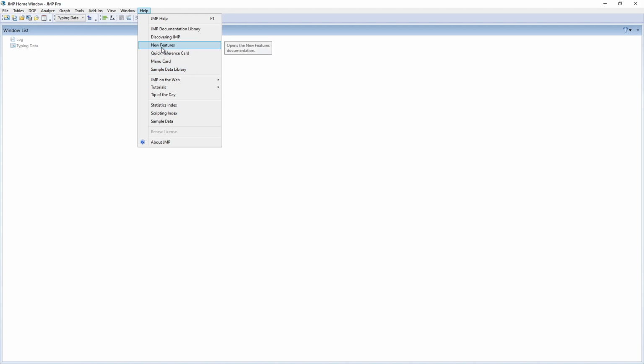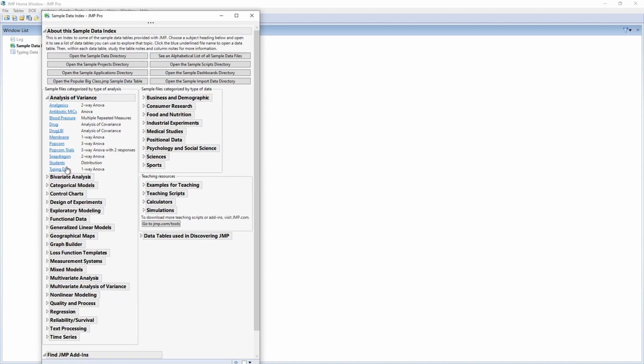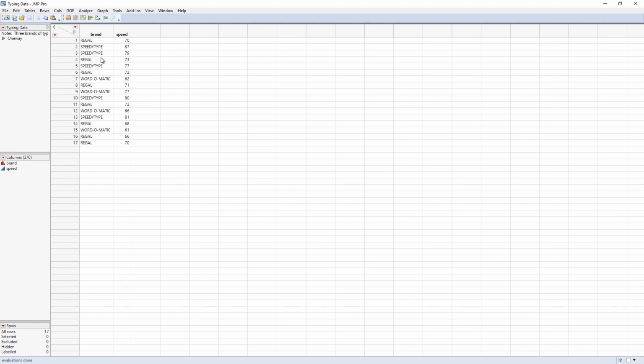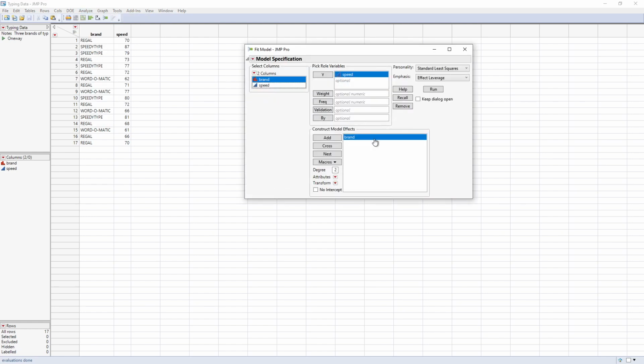So we're going to first of all pull up some sample data. This is JMP 15.0, and they generously provide a lot of different data for us to use just for basic trying out the JMP software. So in the analysis of variance, we're going to use the typing data. It's a fairly simple data set just made for a one-way ANOVA. And we're going to fit a model of speed based on the brand of typing software being used.